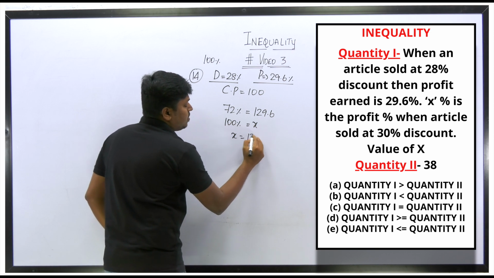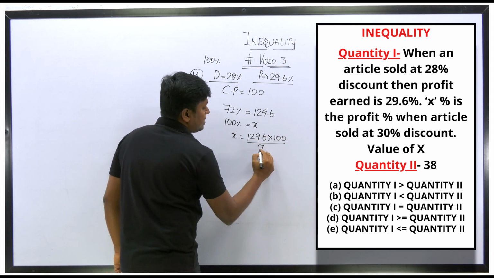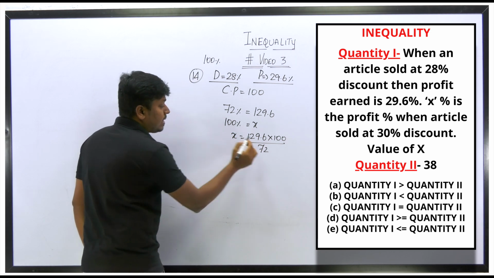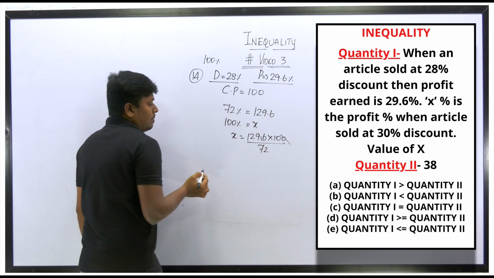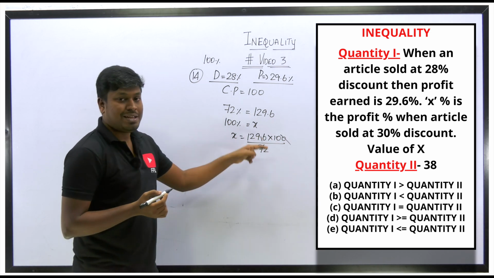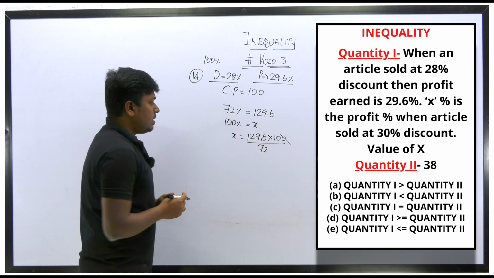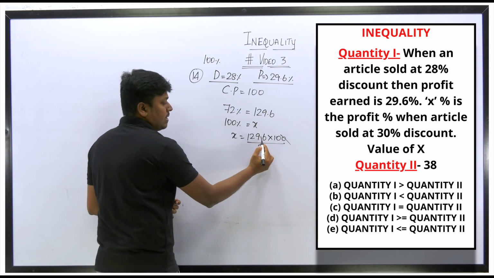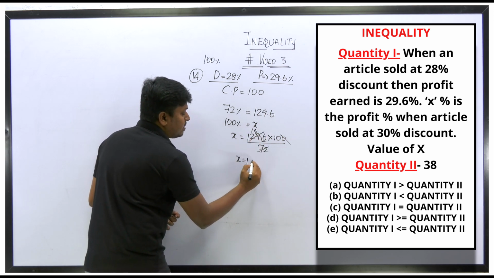So x is equal to 129.6 into 100, divided by 72. I think we can cancel one decimal point here and one zero here, because when you remove the decimal point it will be divided by 10, so we can cancel 0 and 0 directly. Now 8 twos are 16, so the last number will be 6, which is 18 times, so x is equal to 18.